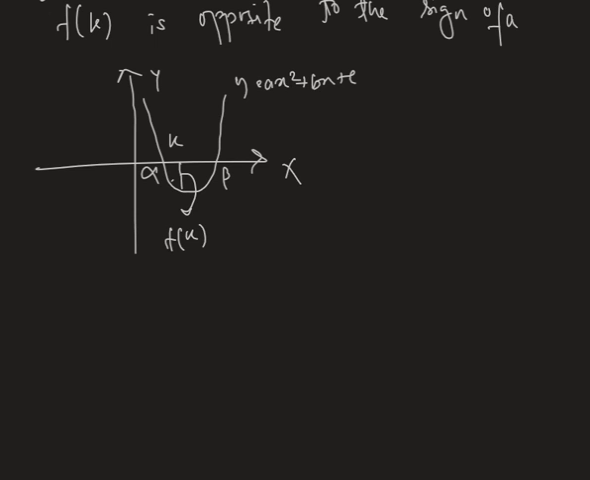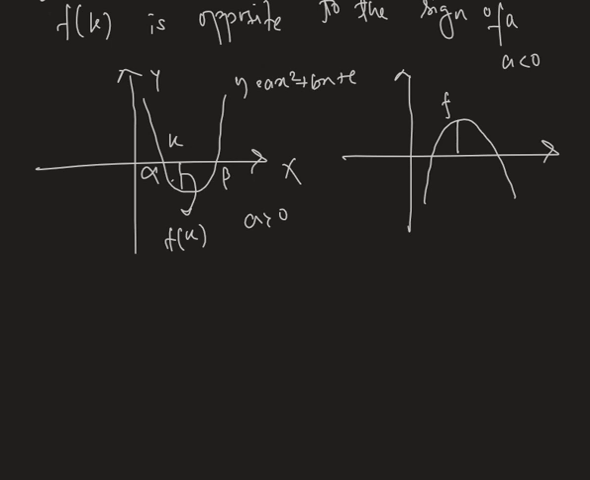Now the next picture looks like this. Here a must be positive, here a must be negative. This is f(k), and this is k, this is alpha, and this is beta, and y equals ax squared plus bx plus c is the equation of the curve.